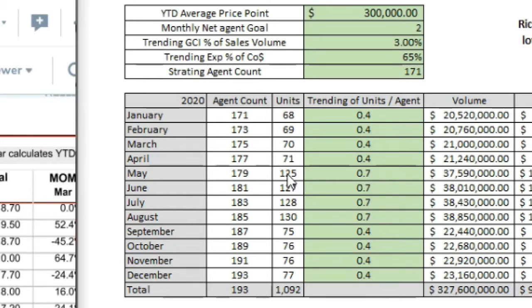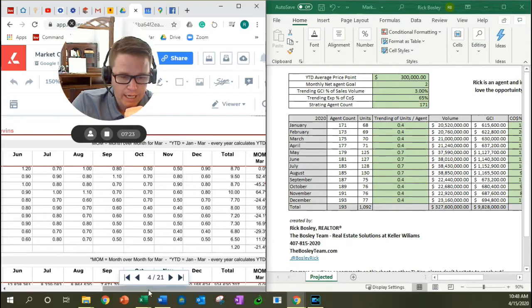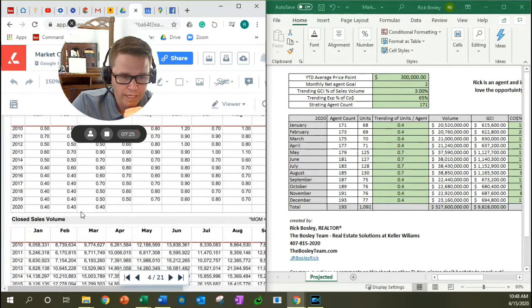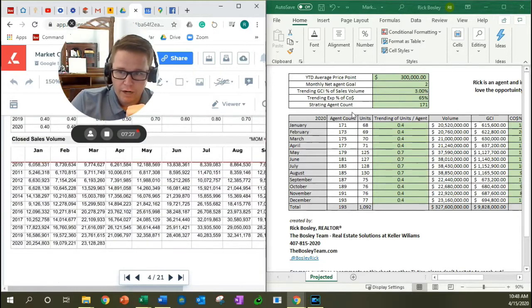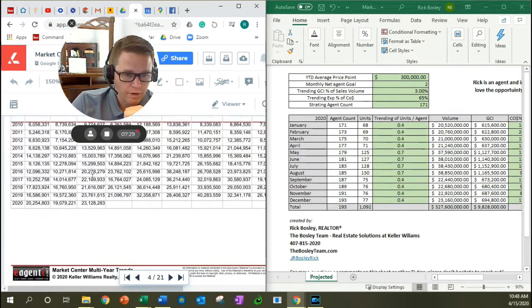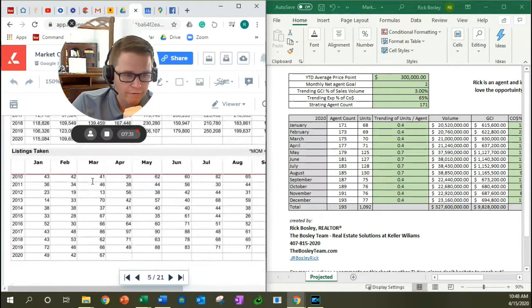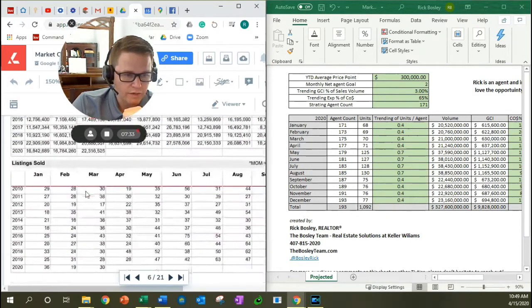This is going to give us a surge of closed units here because even though our agent count is progressing nicely by 2, more agents are producing, and then it drops down again. So that's going to be a number we need. Let's keep going here for what other numbers we need. We've got our net agent goal. Our closed sales volume is going to be calculated for us. Listings taken, we're not doing listings taken volume.